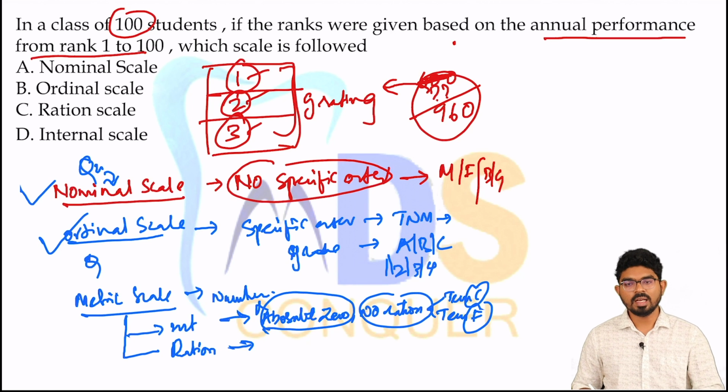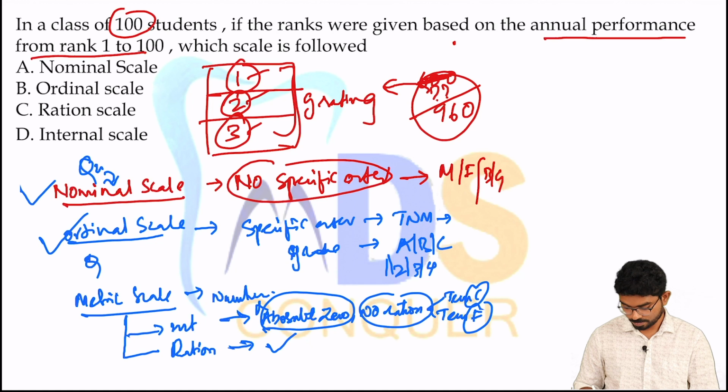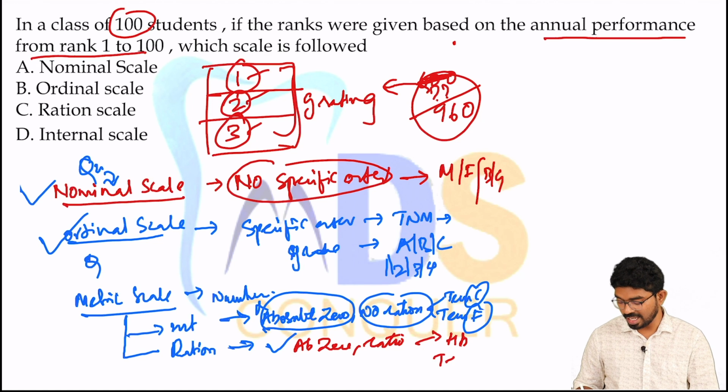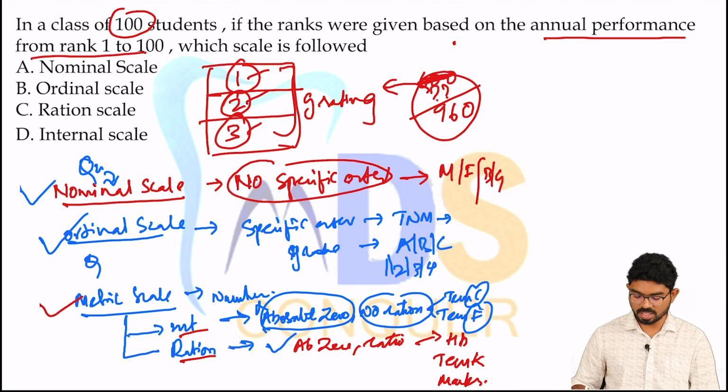Whereas your ratio scale will have an absolute zero value and you have ratios. The examples are your HB, your temperature in Kelvin will come under this category, and your marks will come under this category, right? So these are the other types. Make a note about the different scales, which are very, very important from your examination point of view.